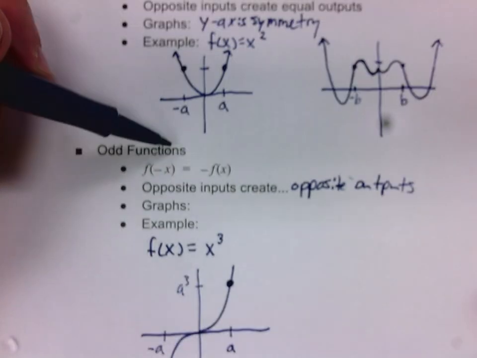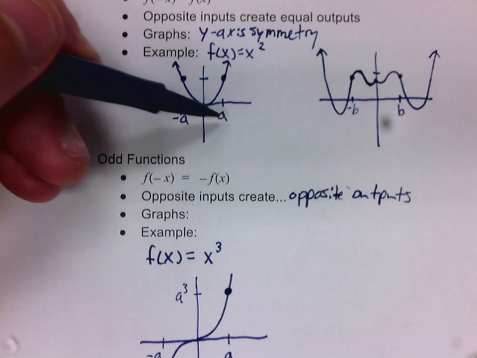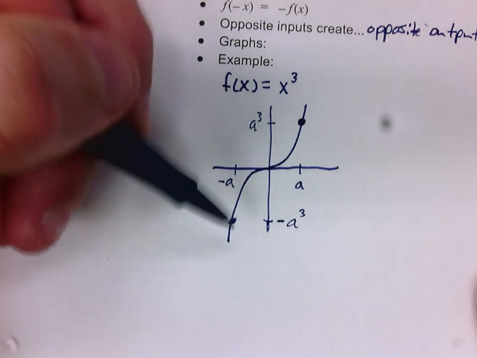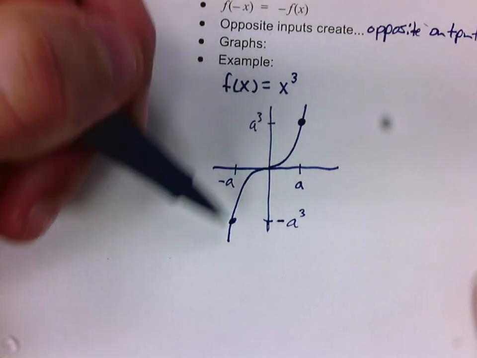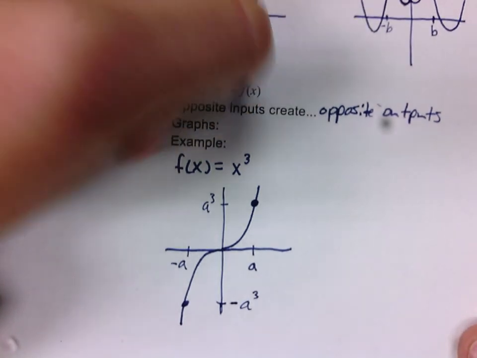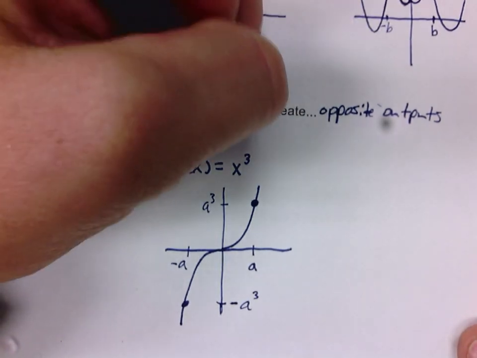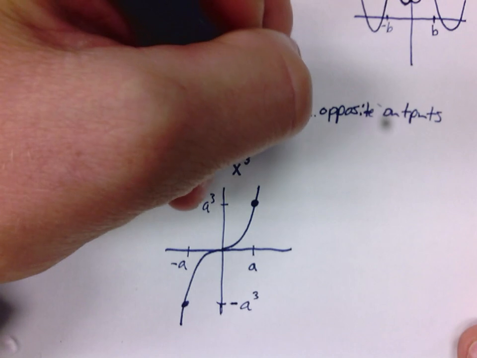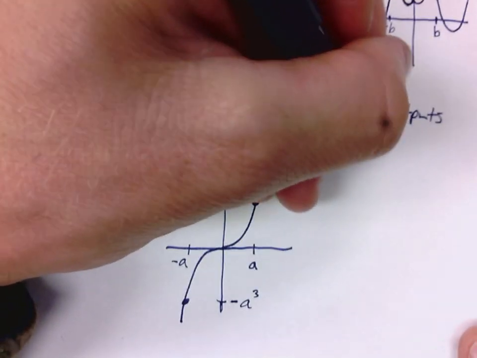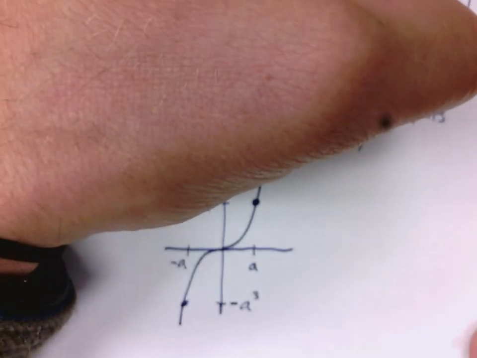Whereas when I square something, whether it's positive or negative, you get an identical result. But with this one, you get opposite results. So this also has some symmetry if there's any graph that is odd. And that kind of symmetry is actually rotational symmetry. Sometimes we call it symmetry about the origin.